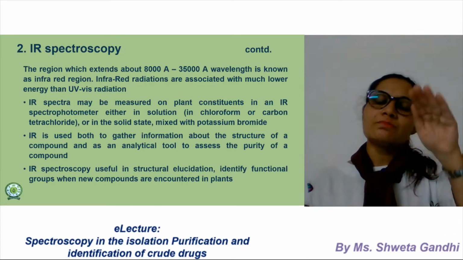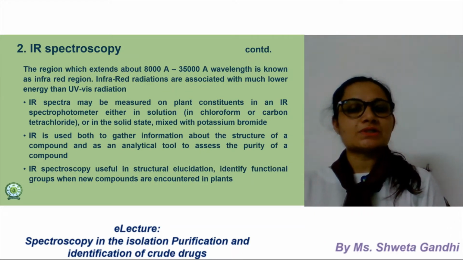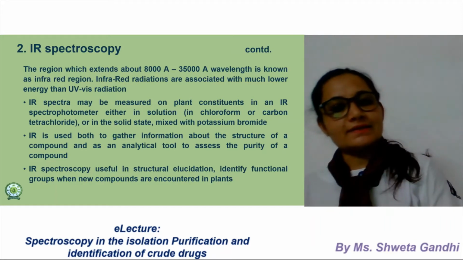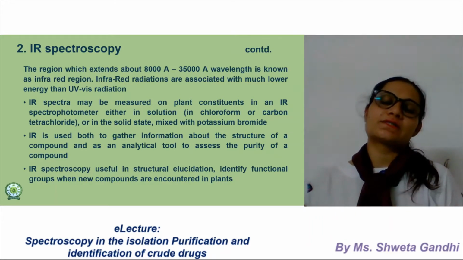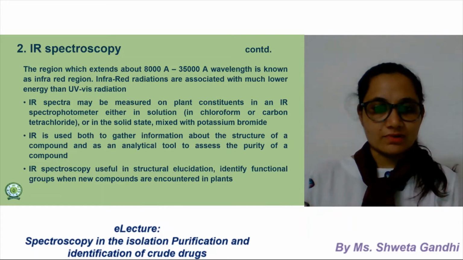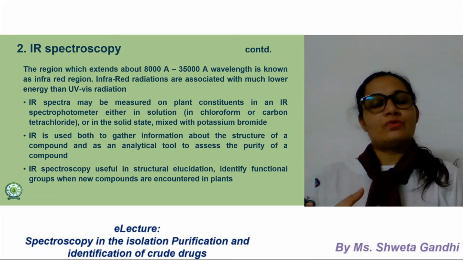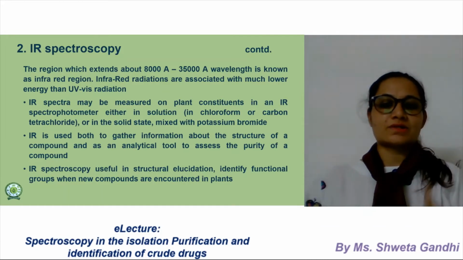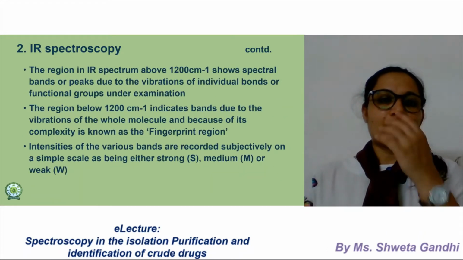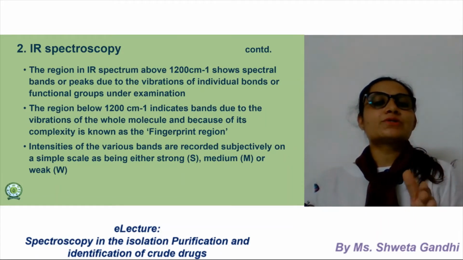IR radiations are associated with much lower energy as compared to UV, and IR may be measured on plant constituents. IR can be measured for plant constituents in an IR spectrophotometer, either in chloroform, CCl4, or in solid state like KBr, meaning potassium bromide. IR is also used to gather information about the structure, and is an important tool to check the purity of the compound. So we can conclude that IR can be used for structural elucidation, for determining the functional groups which are encountered in different plants.